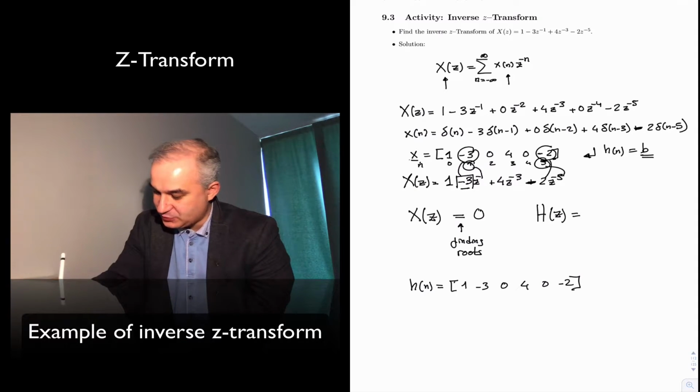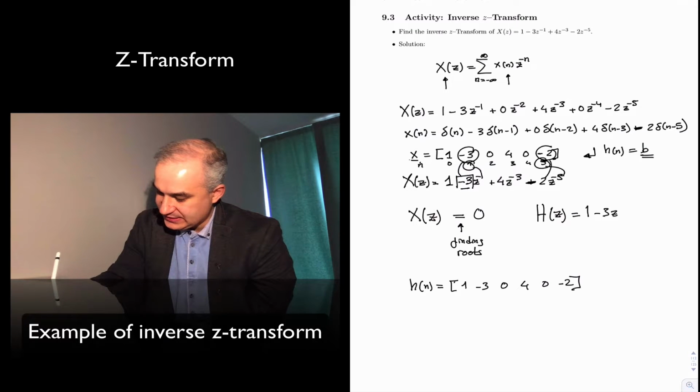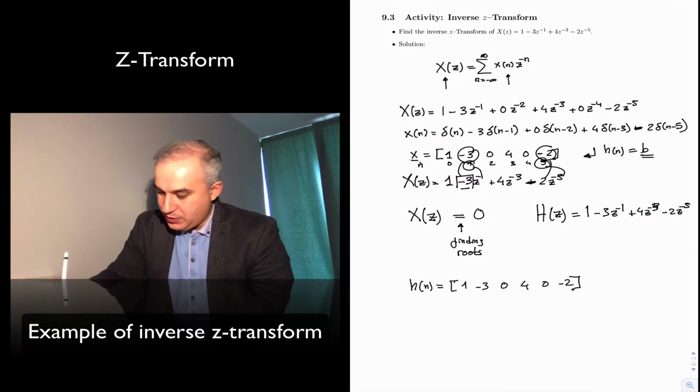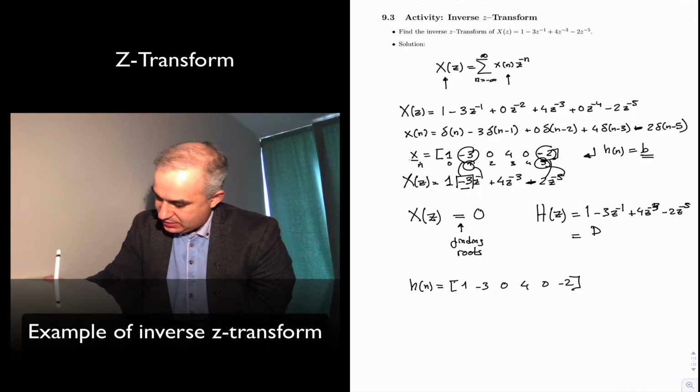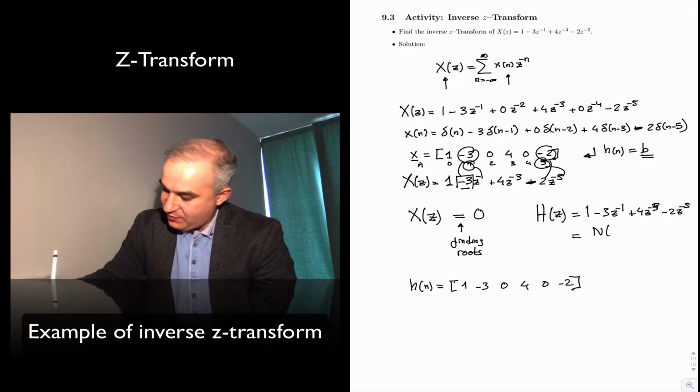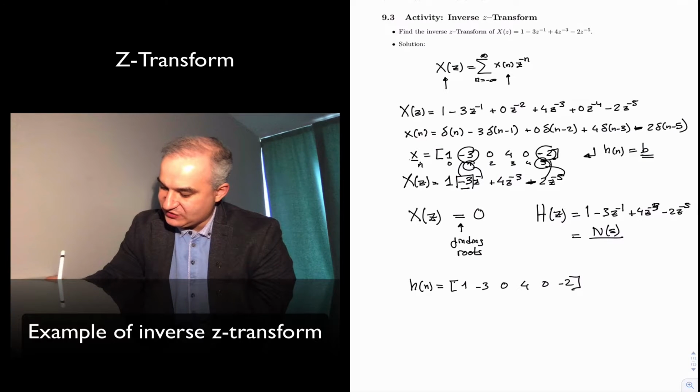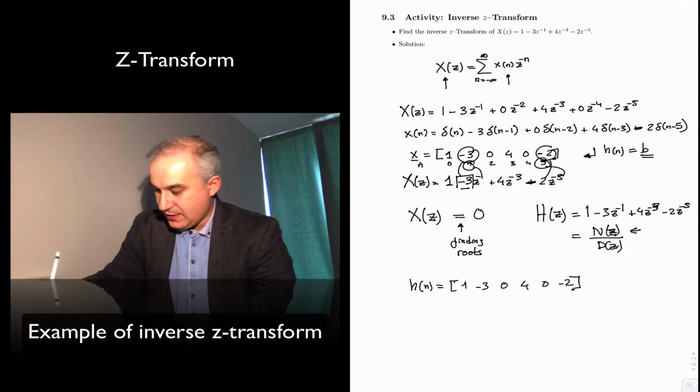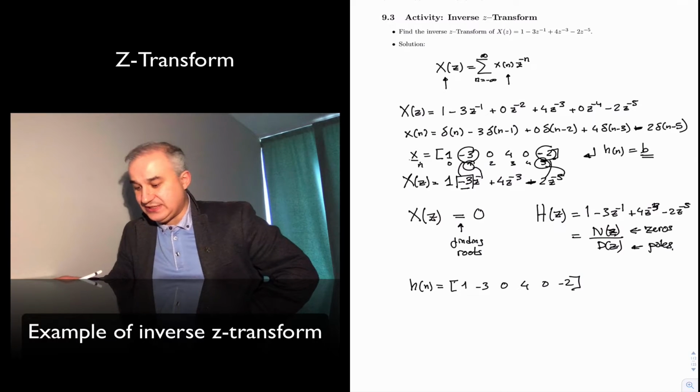Finding the system function as we have here, 1 minus 3 z to the minus 1 plus 4 z to the minus 3 minus 2 z to the minus 5. When you have any rational LTI system transfer function with a numerator in z and a denominator in z, the zeros, the roots of the numerator, and the poles, the roots of the denominator, give you information about the system.